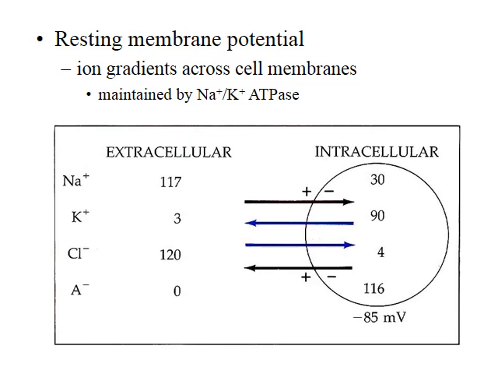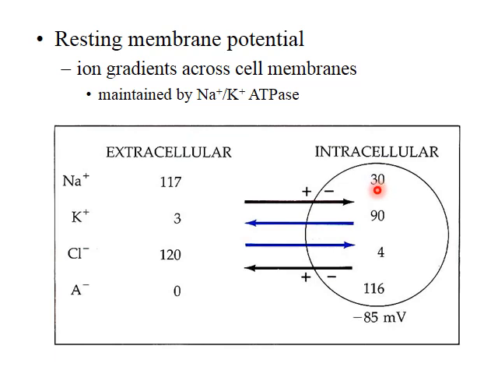In this video segment, we'll talk about how the resting membrane potential of neurons is generated. As a starting point, we have to discuss the ion gradients that are found across the neuron membrane. In a typical cell, we have a high concentration of sodium in extracellular space, in this case 117 millimolar, and a lower concentration of sodium inside the cell.